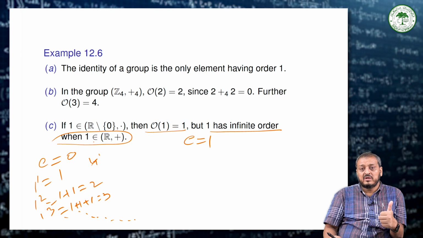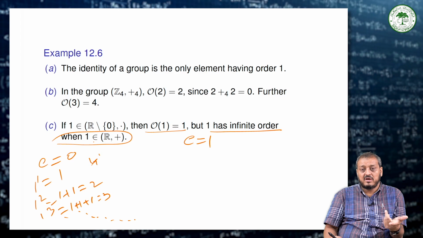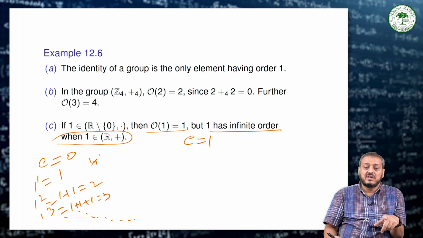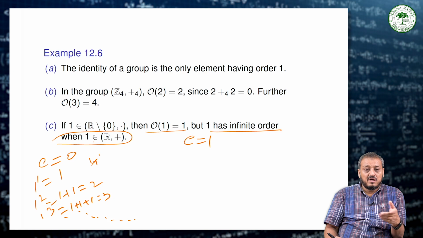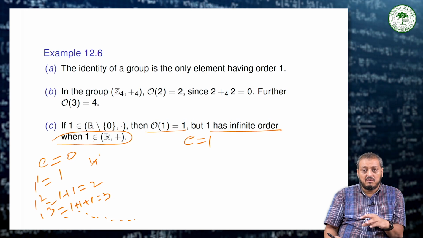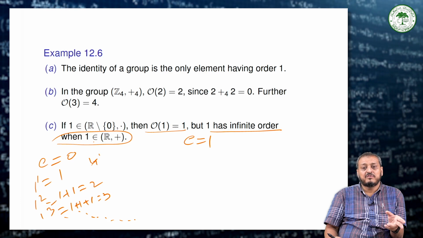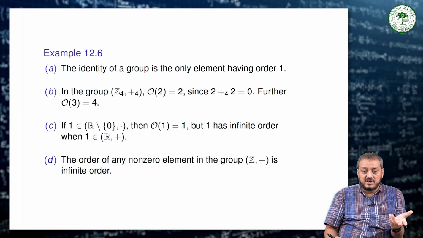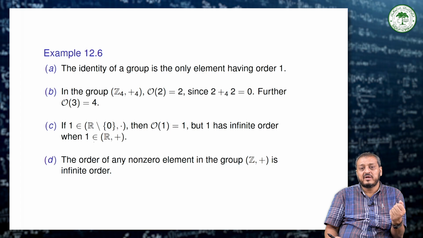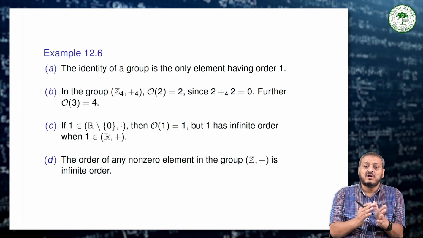In this group 1 is the element which has infinite order, but if we take R star, all non-zero real numbers under multiplication, it is a group and order of 1 is equal to 1 because 1 is the identity in this case and the identity element always has order 1.